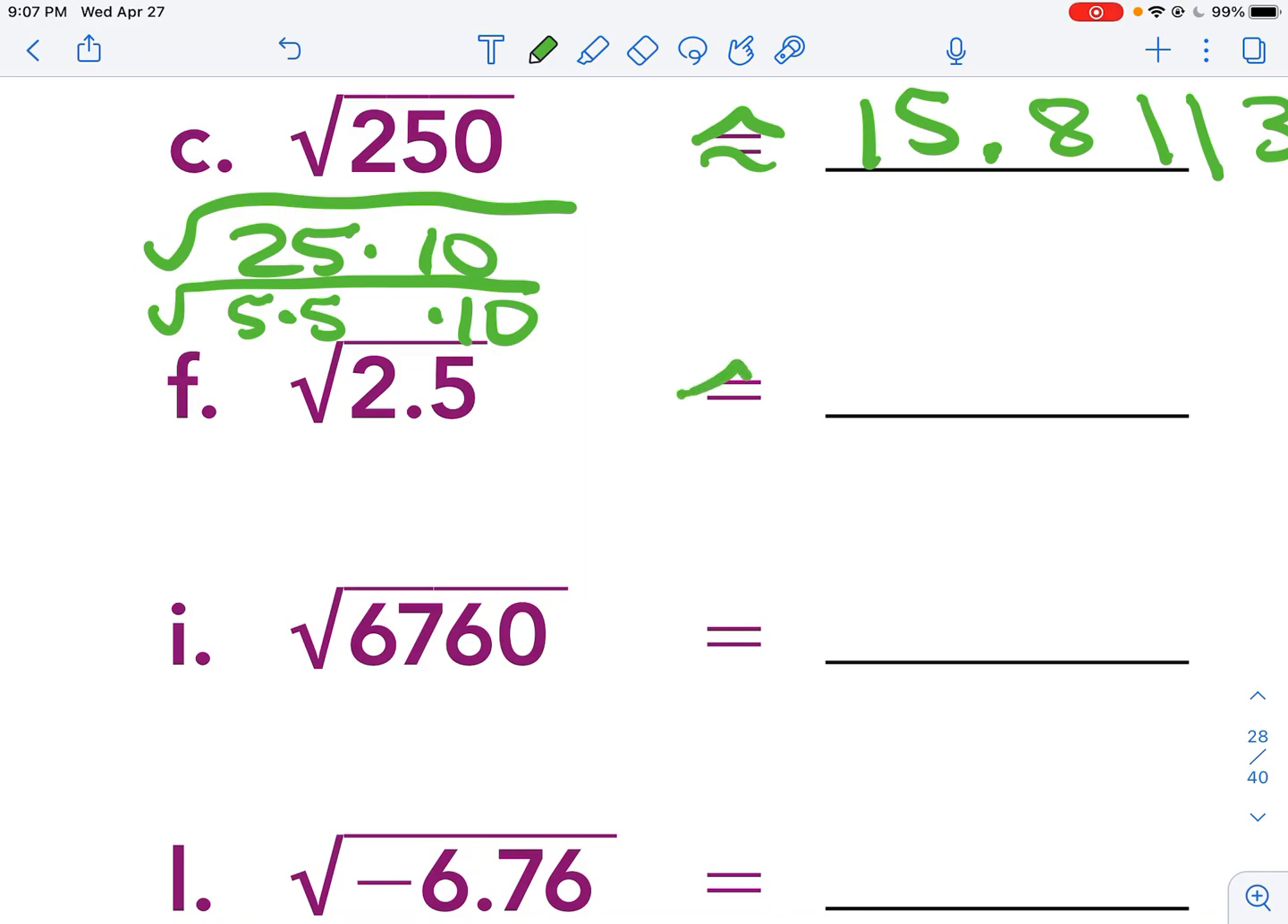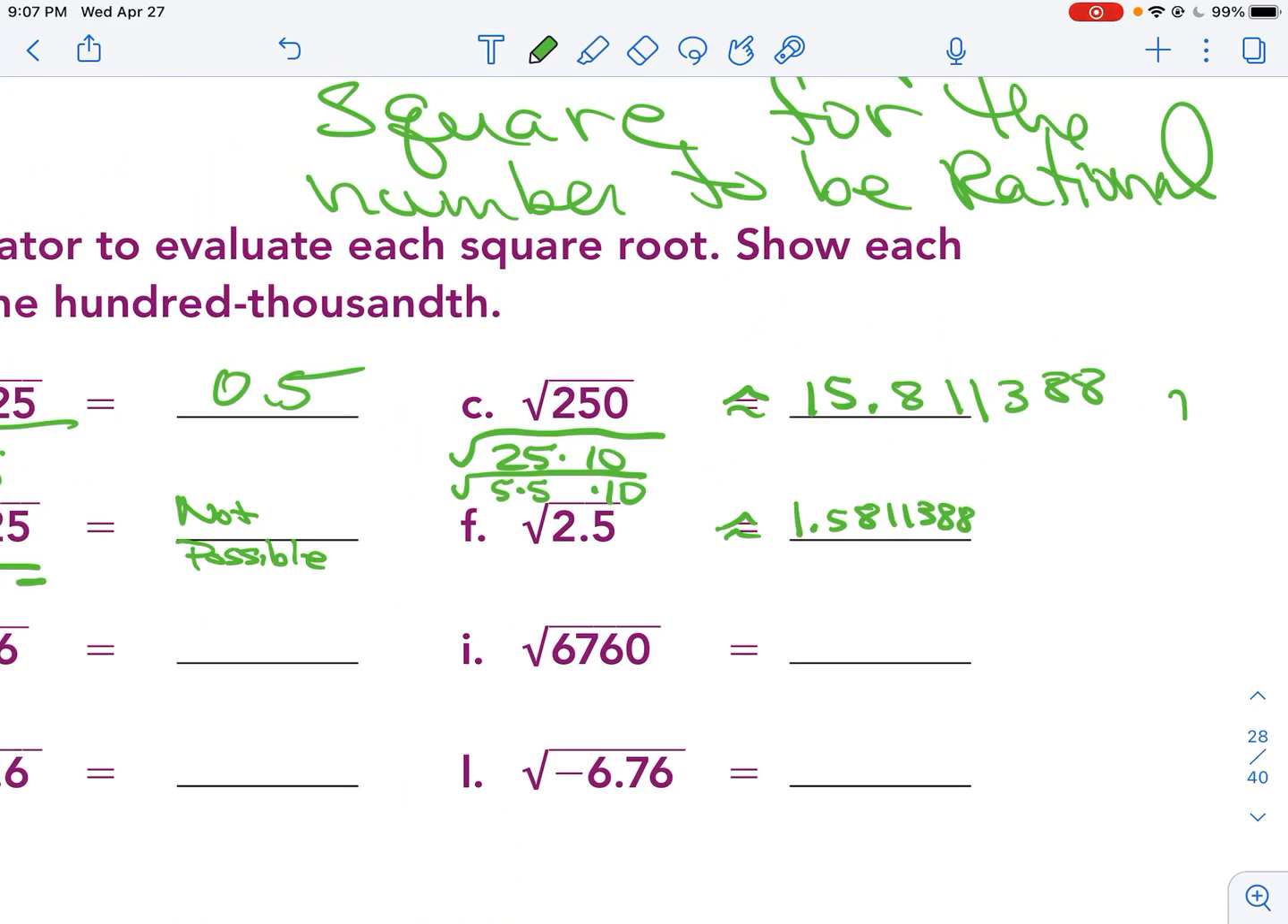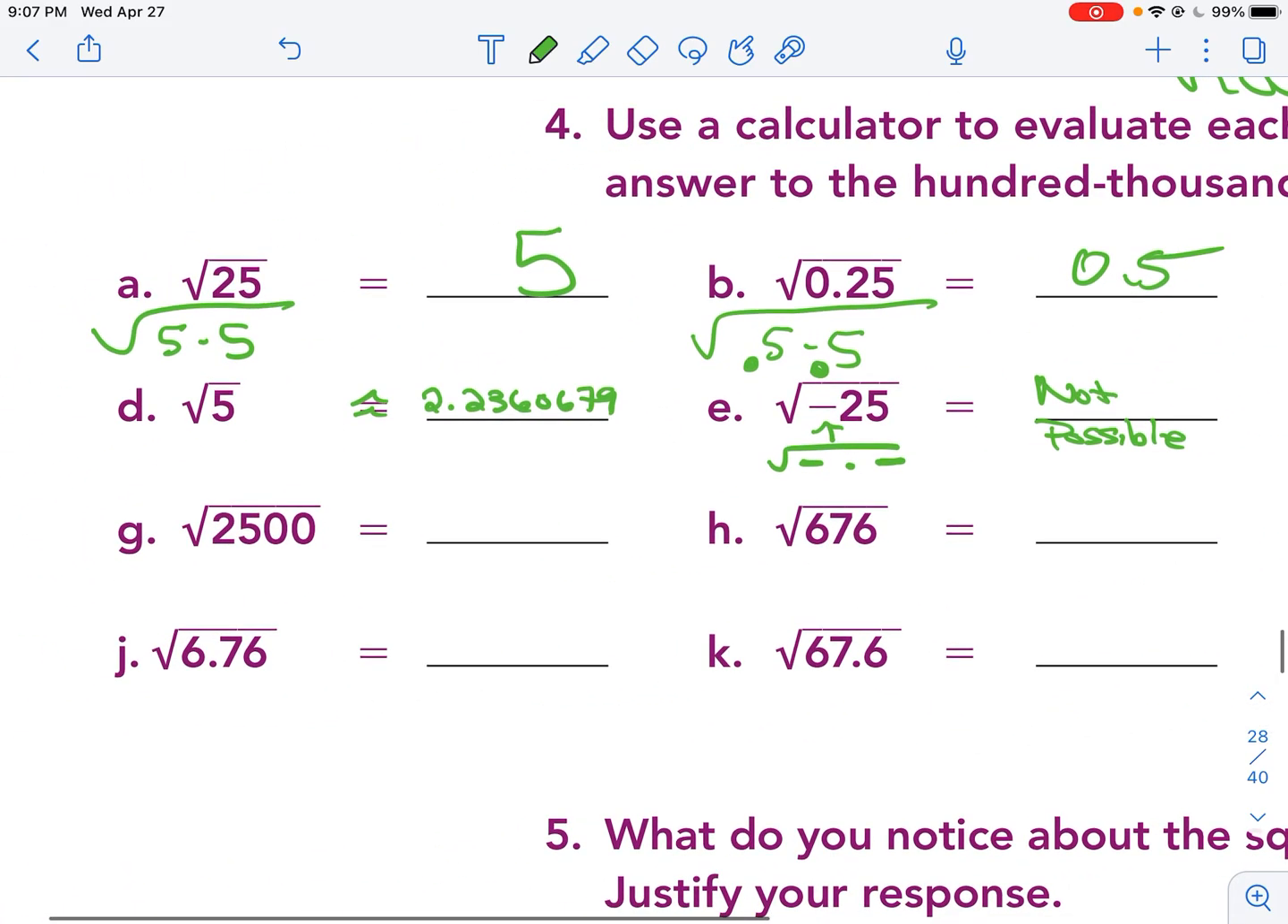So 2.5 and taking the square root. That would get me approximately 1.581138. Oh, look at that. Aren't these basically the same numbers? Notice how we just moved the decimal over 2 times?